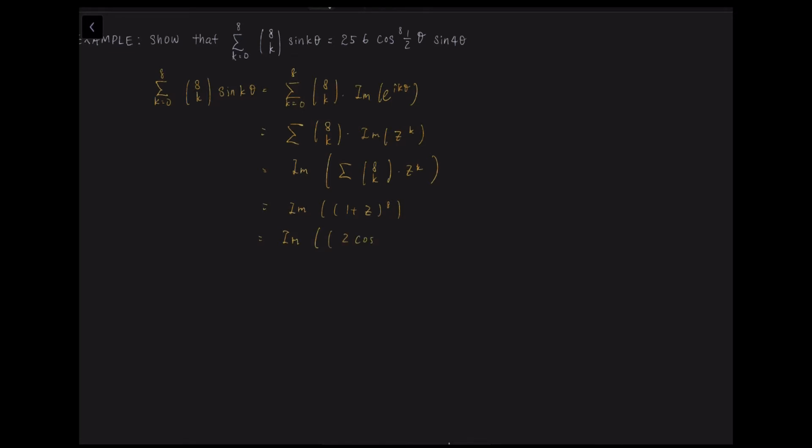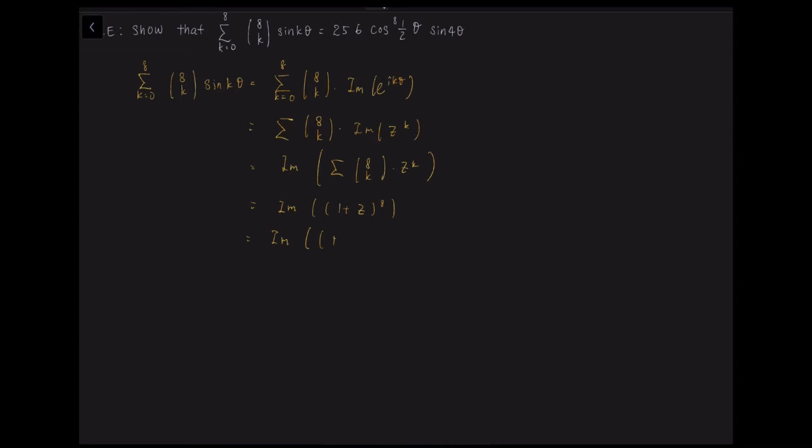So 1 plus cos theta, using the double angle formula, we can change it into 2 cos squared half theta. And sine theta can be changed into 2 sine half theta cos half theta. And then we are going to factorize the 2 cos half theta out.